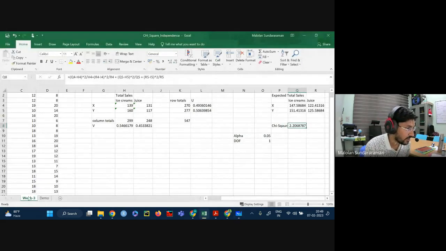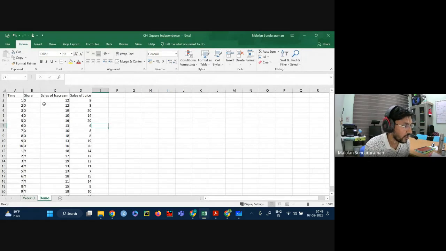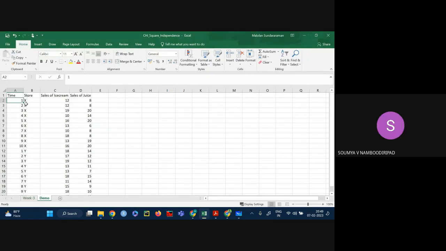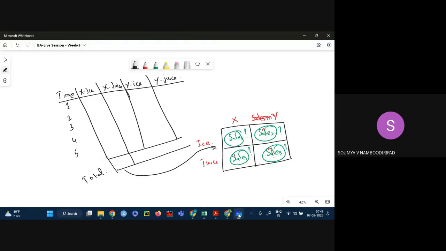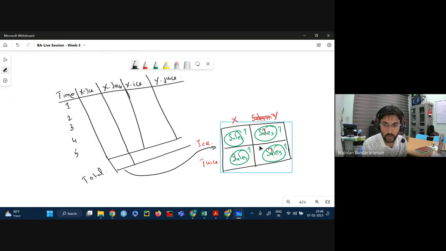I have created a data. Okay. So this is time period. Sir, a small question. Yeah, go ahead. Is there any relevance between the rows and columns, like X and Y in columns or X and Y in rows? No, no relevance. You can interchange, the test works.